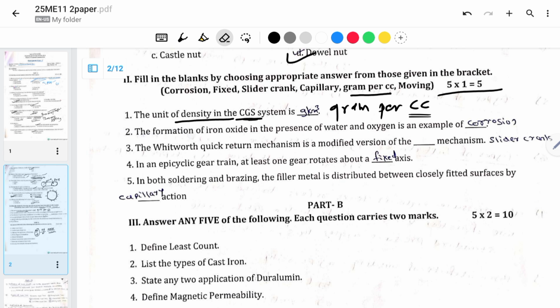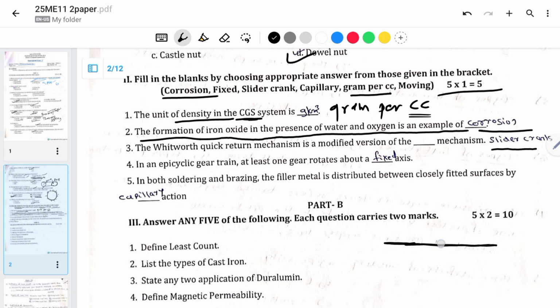Next, the formation of iron oxide in the presence of water and oxygen is an example of a corrosion process. Whenever there is oxygen and water, there will be a corrosion process. The next: Whitworth quick return mechanism is a modified version of the single slider crank mechanism. It is a modification of the single slider because in the Whitworth quick return motion mechanism, one sliding gear will be there.